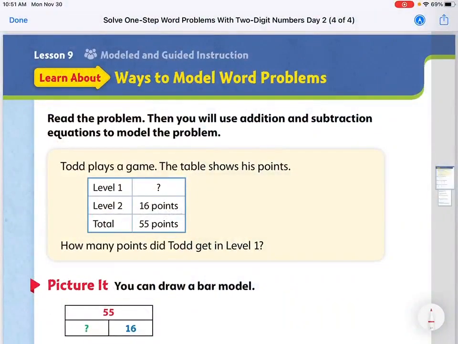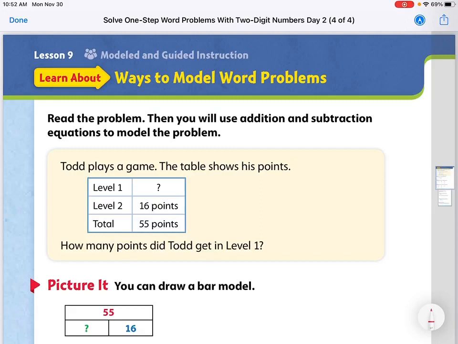Hi, second graders. We are back in lesson 9 again, and today we're going to be looking at pages 82 and 83 in your instruction book. So you can go ahead and have that ready, but we're going to get started on page 82.